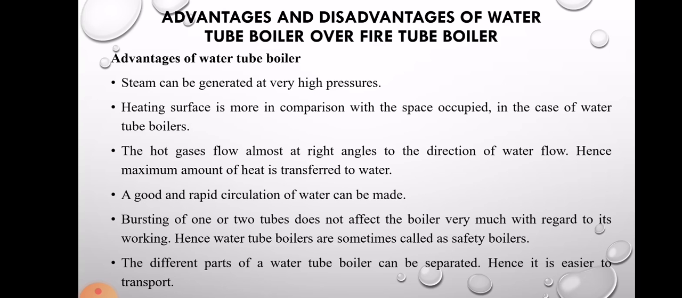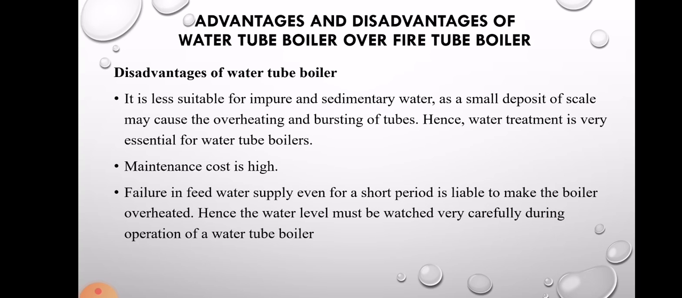However, there are a few disadvantages also. Some of the disadvantages are because the tubes are very small, the water tubes are very small, and water is flowing through these tubes. The water has to be very pure, and it has to be soft water. Otherwise, calcification will take place, and very quickly the tubes will get clogged, and clogging can result in bursting of these tubes. Also, it will reduce the efficiency of heat transfer. So water treatment is very essential for water tube boilers.